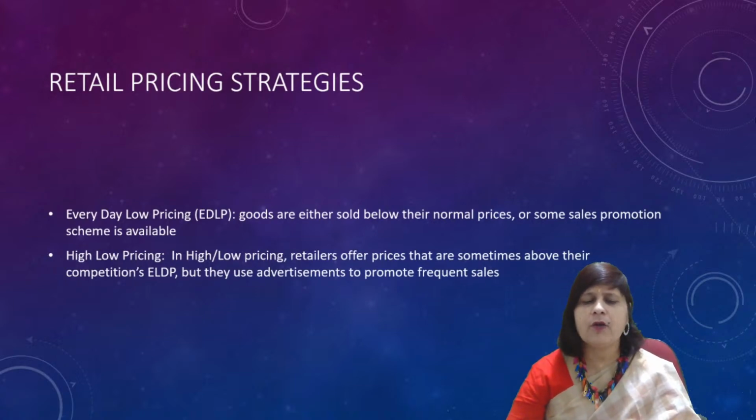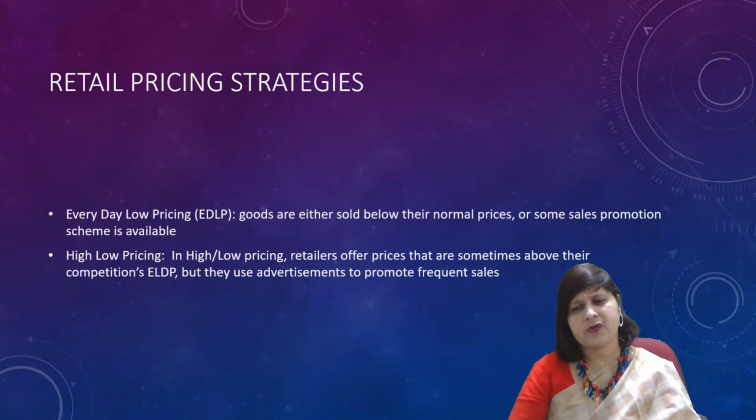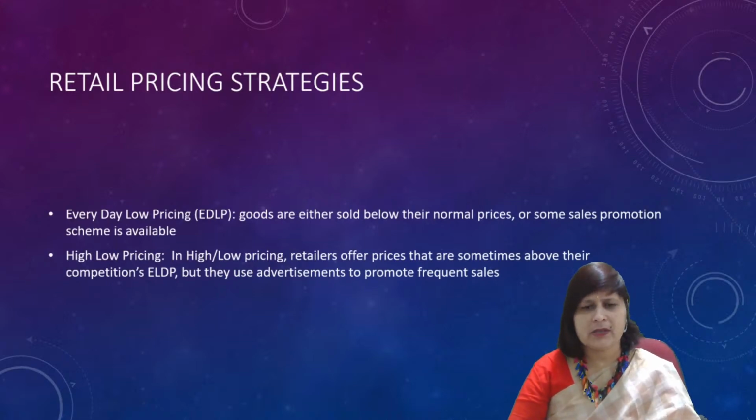They are everyday low pricing. That is, goods are sold below their normal prices, or some sale promotion scheme is available, like buy one get one free. If you buy one product, the cost will be 36 rupees. If you buy two units, the cost per unit will be 34. If you buy more than three, the cost per unit will be 32. So these are everyday low pricing, when goods are sold below their normal prices.